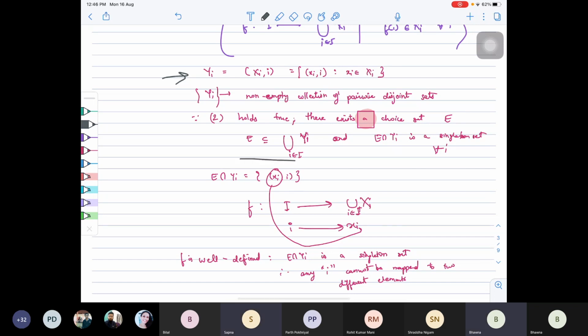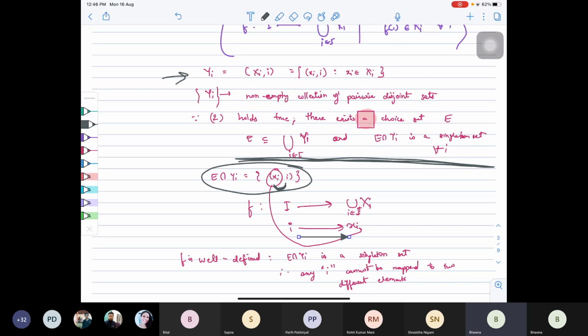That means E will be contained in the union of Y_i, and E intersection Y_i will be a singleton. I am just writing that singleton to be X_i with i. So if I map every i to this X_i, then that will be a well-defined function because E intersection Y_i is a singleton. I will not be mapped to two different quantities. Well-defined means that one point is mapped to just one point, and it is happening here. So what is the problem here, Sapna? Which part?